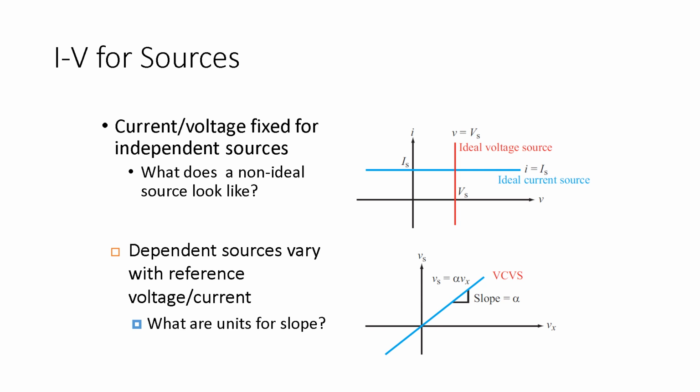You can also get curvilinear slopes. You can get much more advanced slopes going on. The important part to know for these dependent sources is that you don't have a perfect ideal current source or a perfect ideal voltage source, and that means you're going to have pieces in the circuit that depend on the values of other pieces in the circuit.